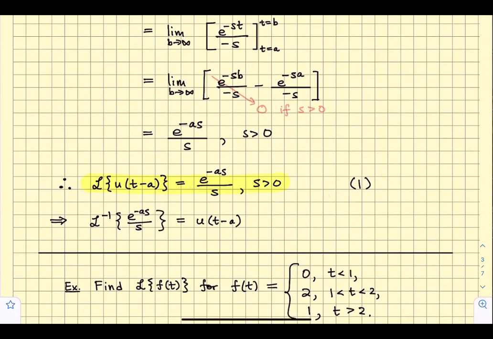And now, whenever we add anything to our table, we really get a 2-for-1 special, because when we learn a new forward transform, we've also learned a new inverse Laplace transform. So we can also say that now we know that the inverse Laplace transform of e to the minus as over s is u of t minus a. Remember to read this both ways so that you get both pieces of information.